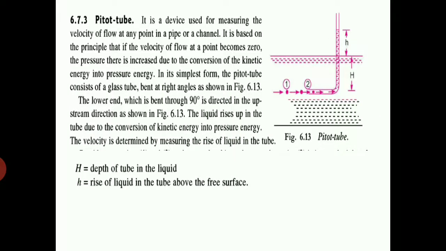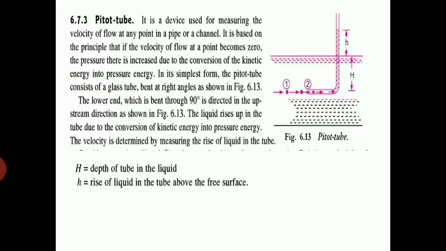Pitot tube is a device which is used for measuring the velocity of flow at any point in a pipe or a channel. It is based on the principle that if the velocity of flow at a point becomes zero, the pressure there is increased due to the conversion of kinetic energy into pressure energy.